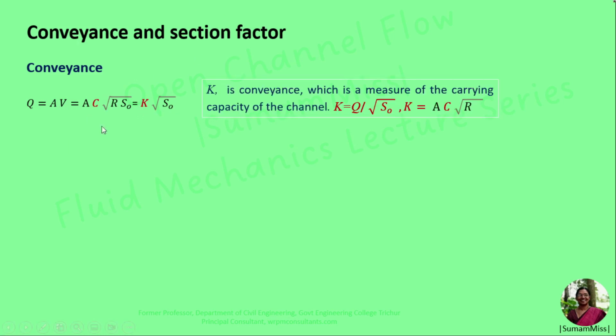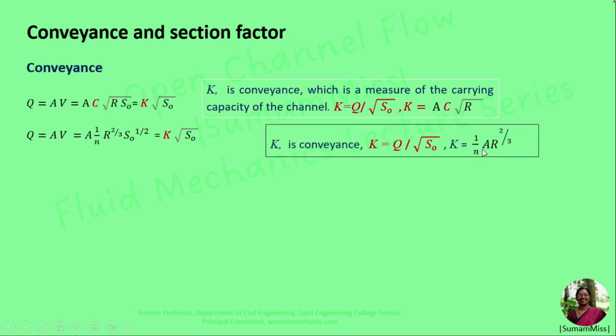K is called conveyance, which is a measure of carrying capacity of the channel. So this can also be written as k equal to q divided by root of s naught, or k equal to a into c into root of r. If you are using Manning's equation, then q can be written as q equal to a into 1 by n r raised to 2/3 into s naught raised to half, or it can be written as k into root of s naught, where k equal to 1 by n a r raised to 2/3.